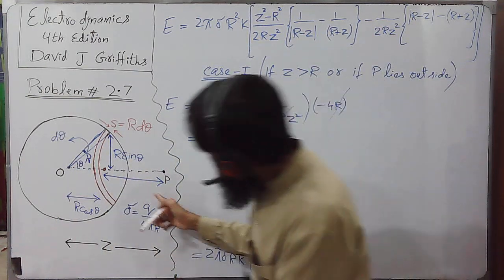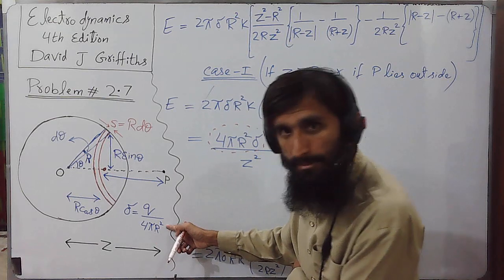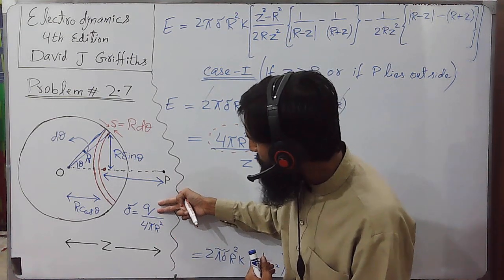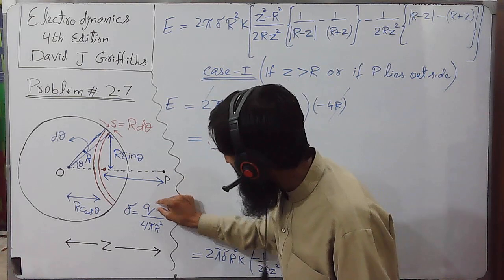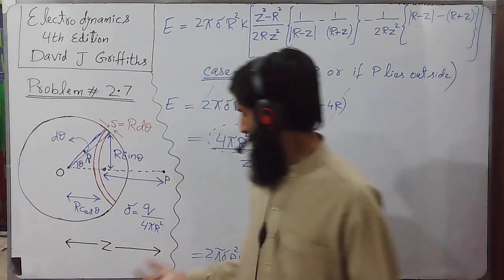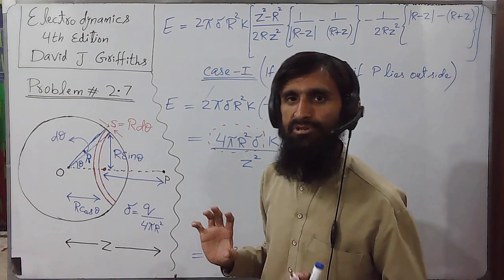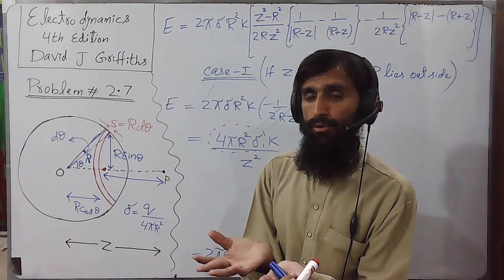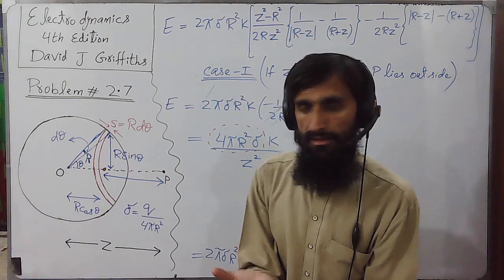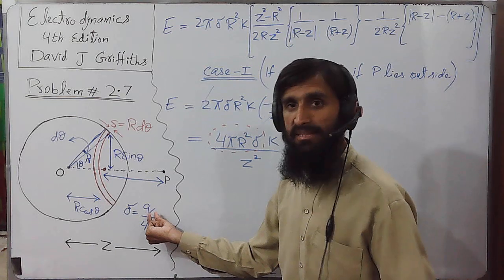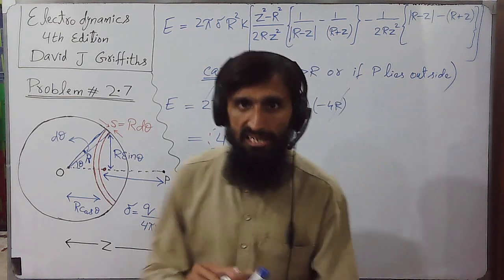How? This is the charge density of our complete shell, and if I separate the value of q from this expression, it's pretty clear that q will be equal to 4 pi r square into sigma, because this 4 pi r square is actually the complete area of that spherical shell. So if I multiply this area by charge density, we will get the complete charge contained by that spherical shell.